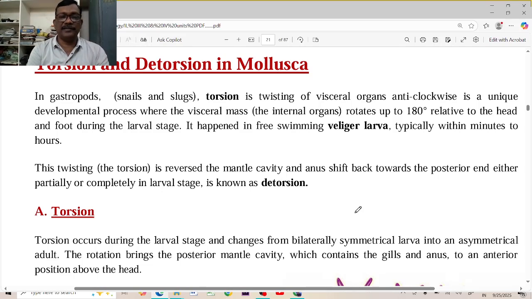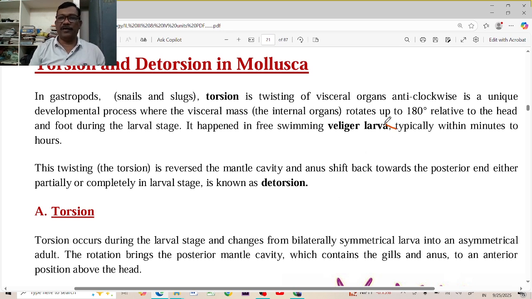Torsion and detorsion. This is only found in the molluscan organisms, in the gastropoda class only. What is torsion and what is detorsion? Torsion is folding the body. Detorsion is removing this folding, and it can come back to its original position. Actually, this torsion and detorsion is taking place during the larval period.